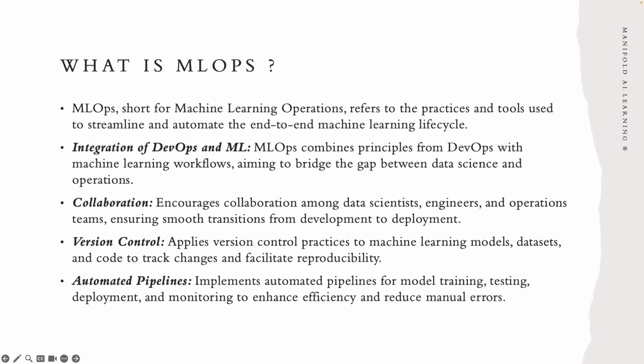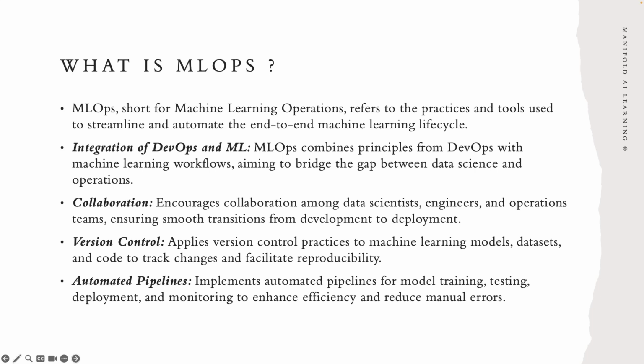When we talk about MLOps, one important practice that we generally observe is version control. We will be applying version control for the machine learning models, data sets, as well as the code, so that we can track the code changes and facilitate reproducibility. MLOps also suggests the usage of automated pipelines, where we implement pipelines for model training, model testing, deployment, and even monitoring, to enhance efficiency and reduce manual errors.